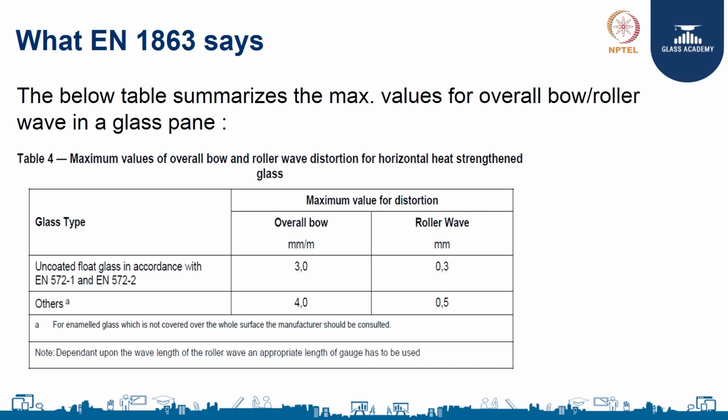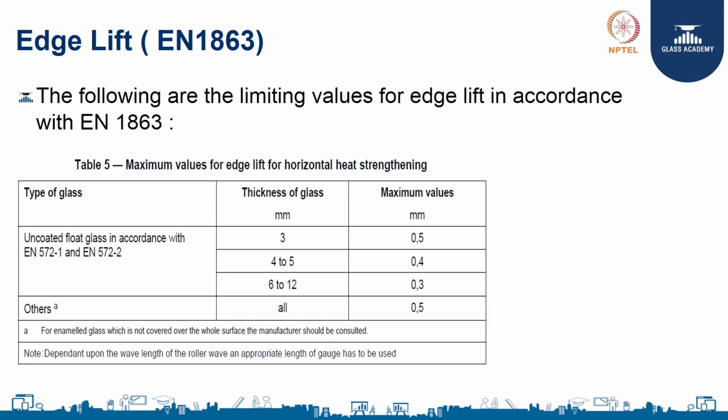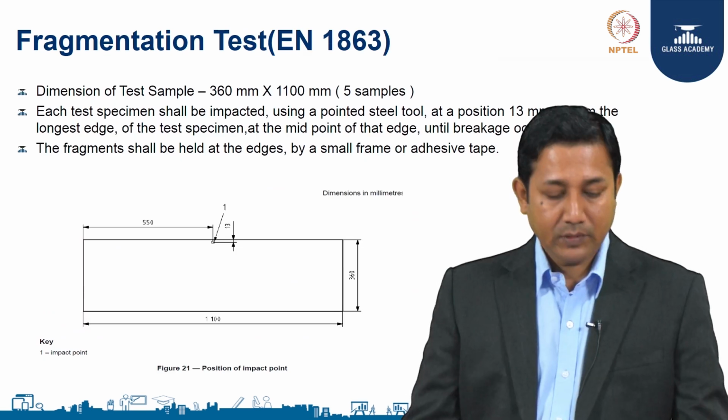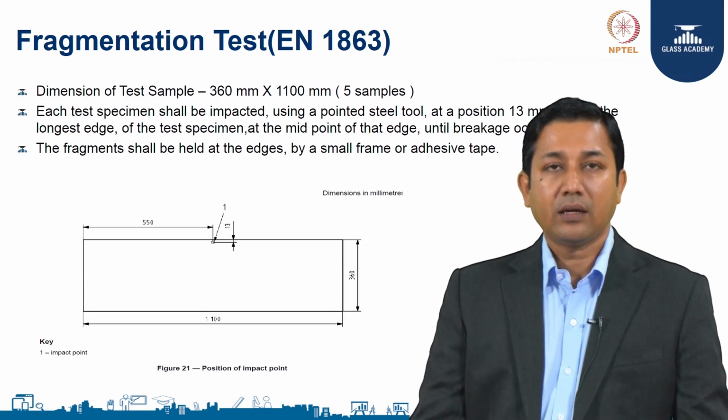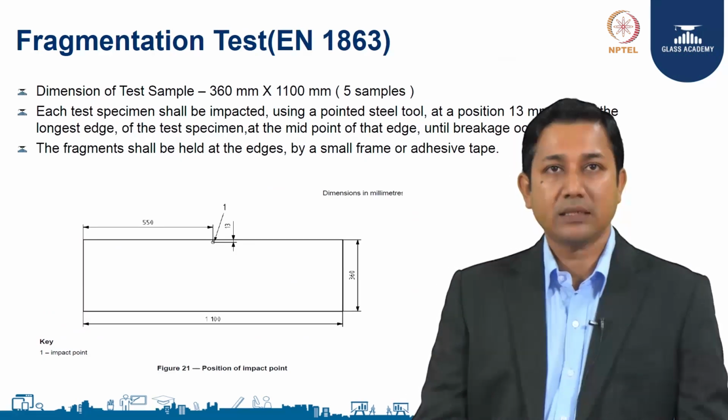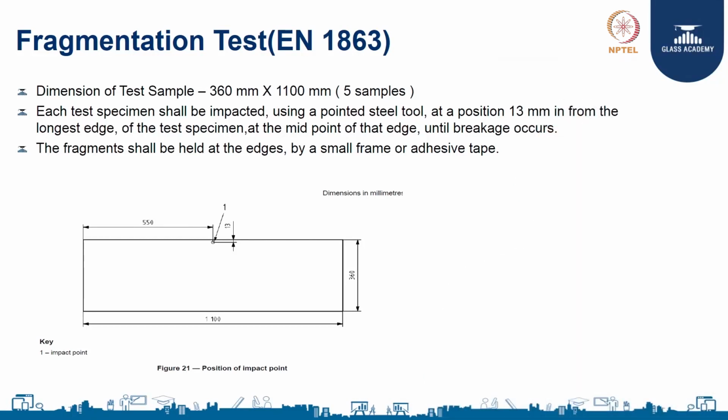Similarly, for heat strengthened glasses also, the overall bow and roller wave are the same as for tempered glasses, which you have discussed in previous slides. The edge lift is also similar to tempered glasses. The fragmentation test for a heat strengthened glass is similar to tempered glass.